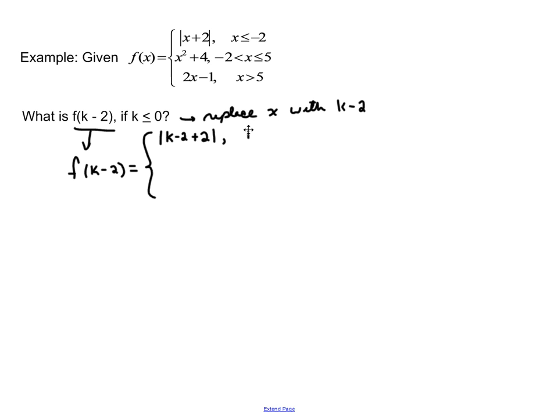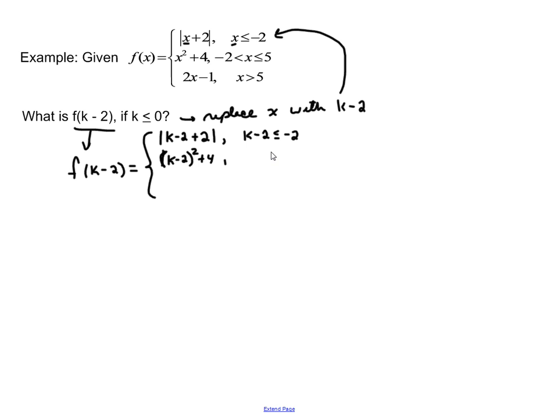Whenever k minus 2, try that again, k minus 2 is less than or equal to negative 2. You'll notice what I just did right there was that anywhere I saw x right here, I replaced it with the quantity k minus 2. So I do that in the next piece. I've got x squared plus 4. So this is going to be k minus 2 squared plus 4.